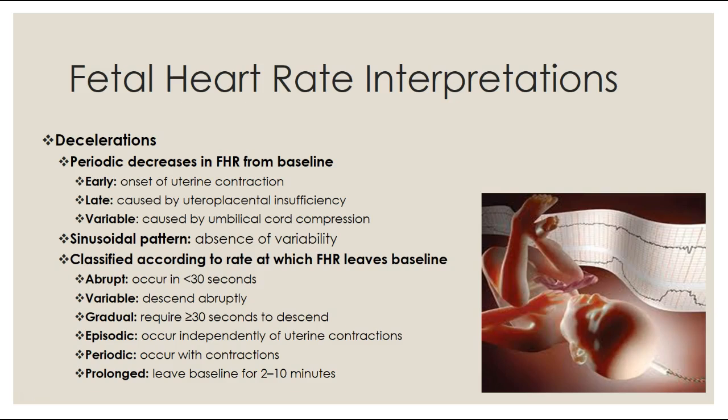So somewhere in the uterus, the umbilical cord is being squeezed during a contraction, and you see an abrupt drop in the, or decrease in the heart rate. That's called a variable. These are all periodic changes, and when you're interpreting fetal heart rate readings, periodic changes are changes that happen with a contraction.